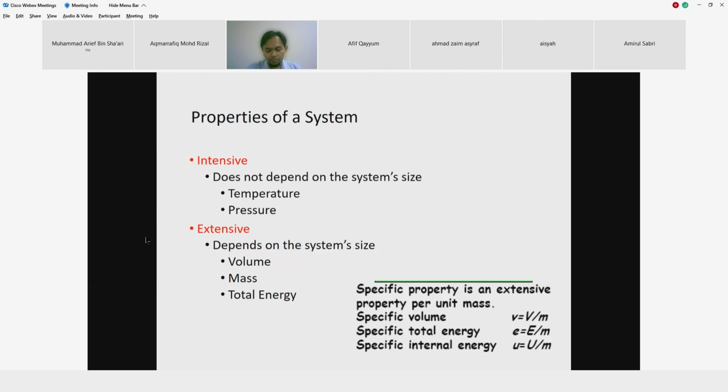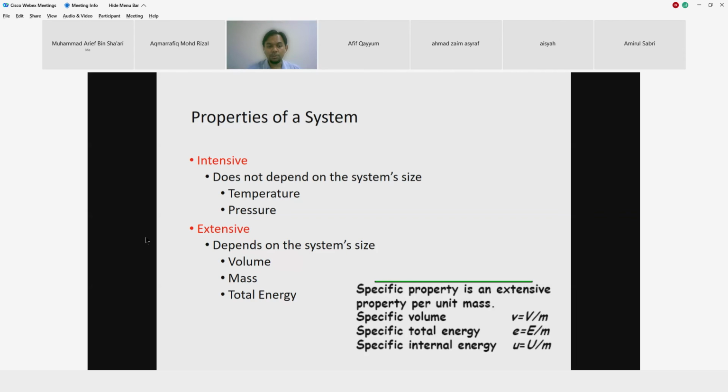Volume is, for example, 10 meter cube. Mass is 1 kilogram. Total energy is 100, for example. Then you have a knife and you cut your cake into half. What happened to the mass? Cut half, right? From 1 kilogram to 500 gram each.